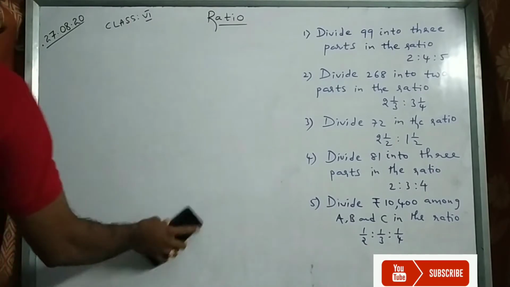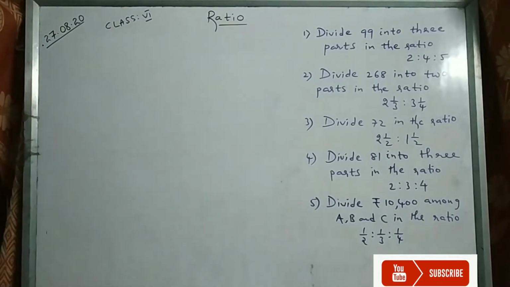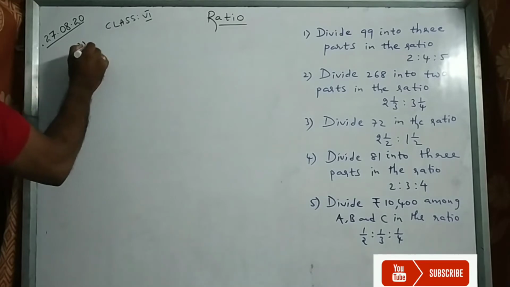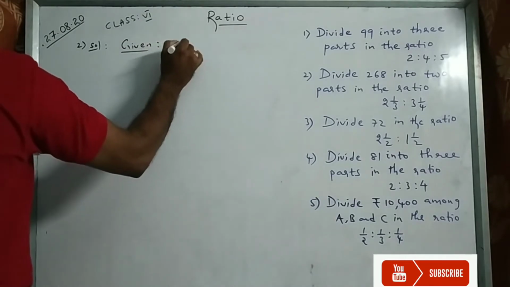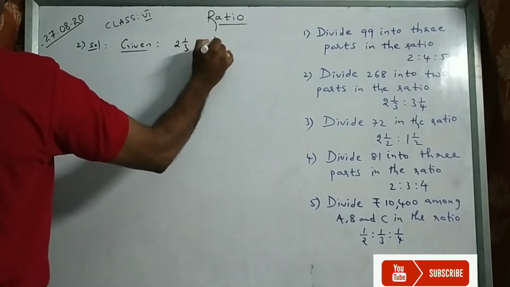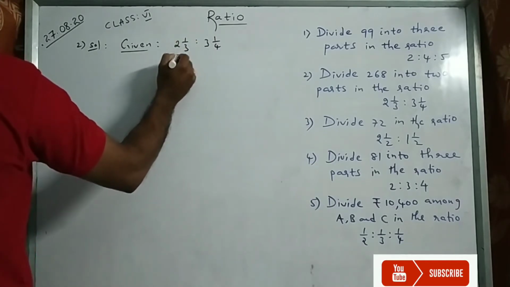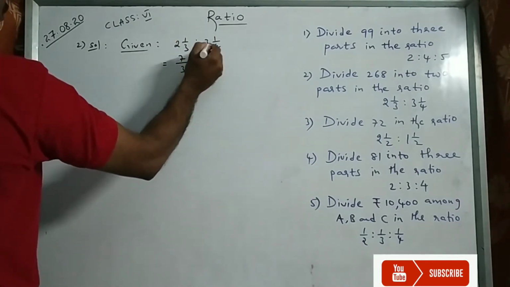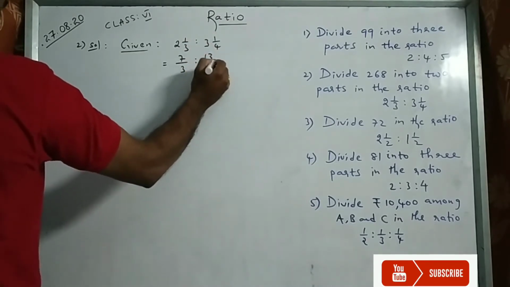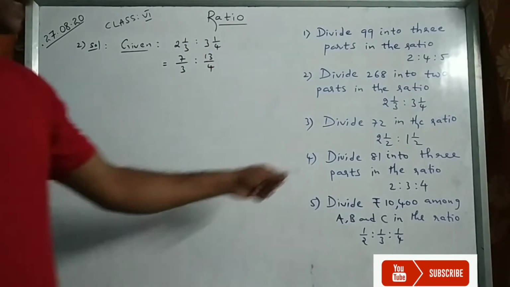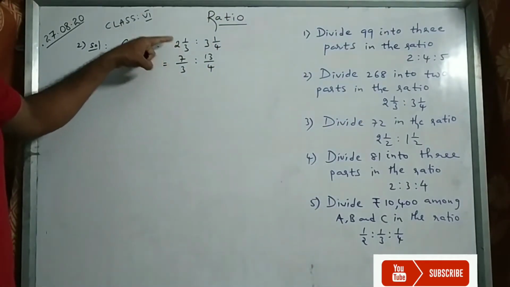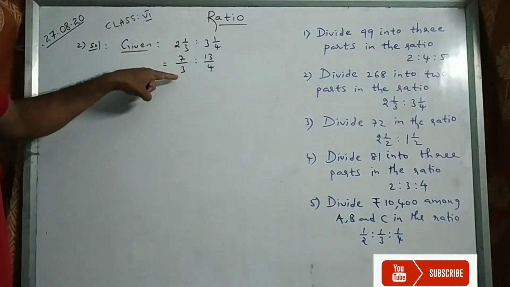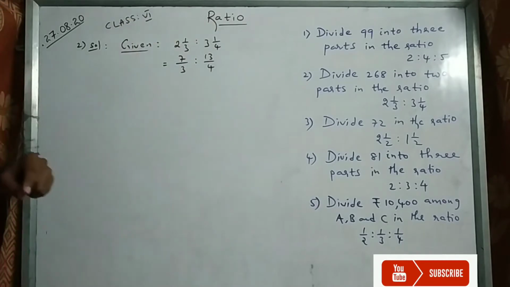What is the second problem? Look at it. Second solution. What is the given ratio here? 2 1 by 3 is to 3 1 by 4. So 3 twos are 6 plus 1, 7 by 3 is to 4 threes are 12 plus 1, 13 by 4. So actually we are given mixed fractions. I changed them into improper fractions. How? 3 twos are 6 plus 1, 7 upon 3. 3 fours are 12 plus 1, 13 upon 4. First we have to simplify this ratio.